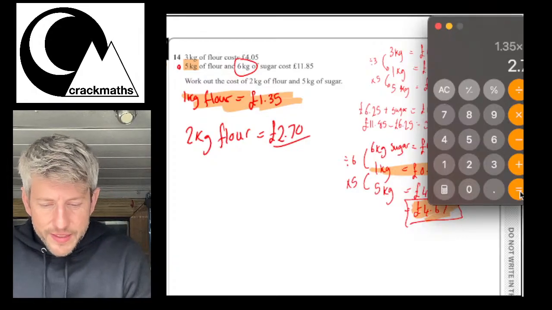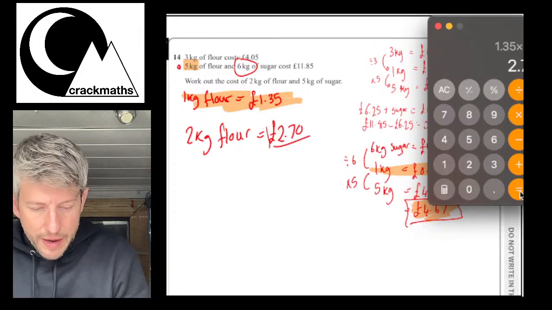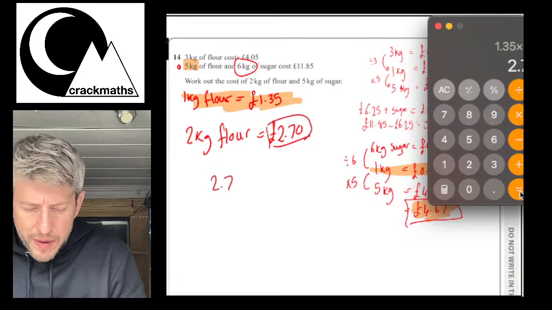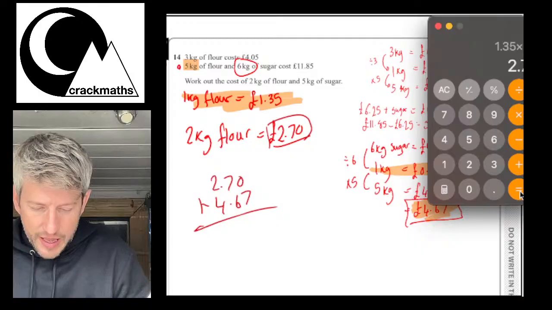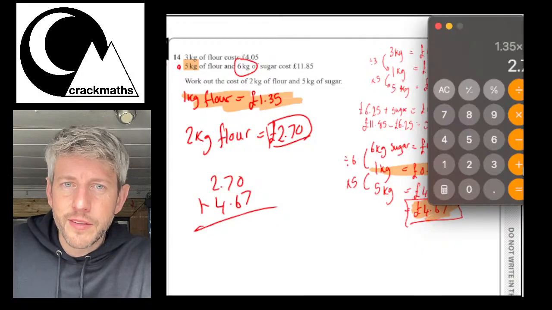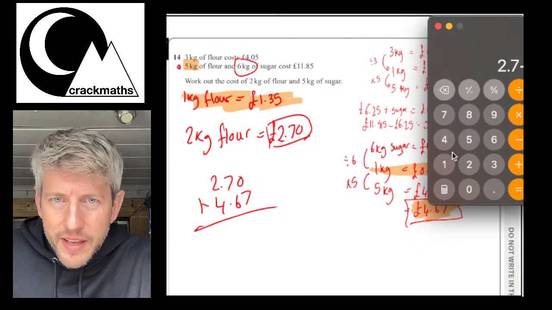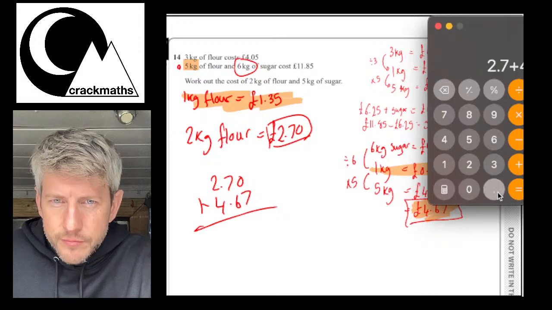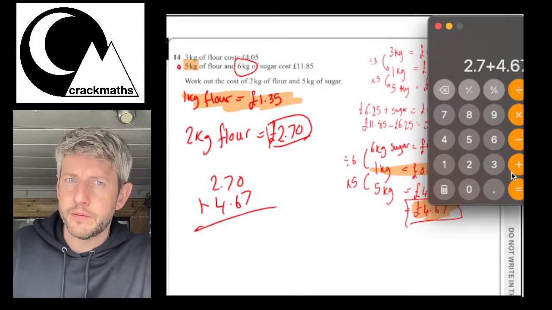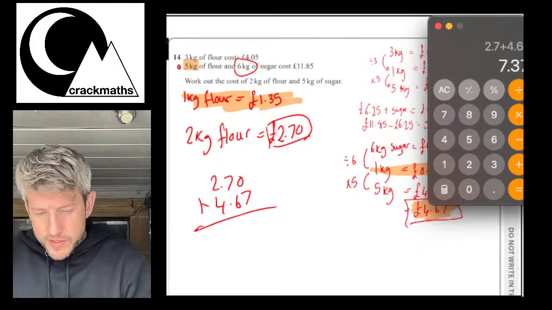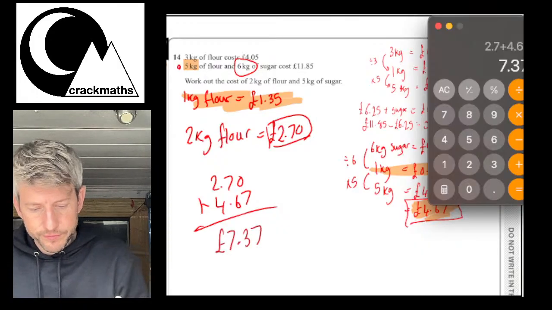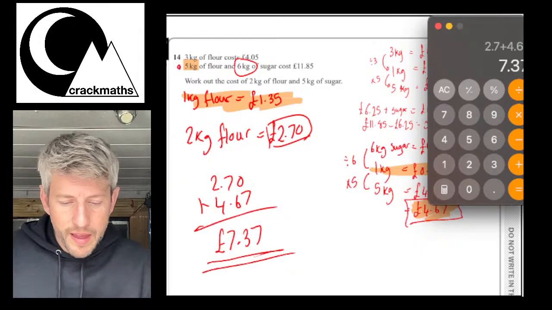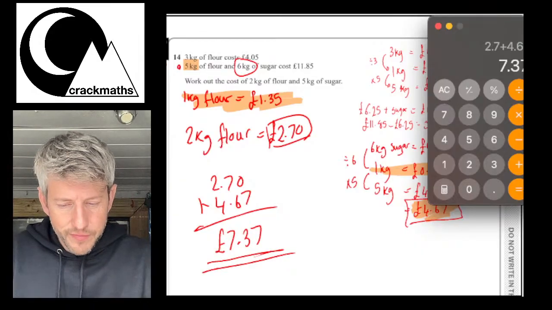And now I can add these two together. So the 2 kg of flour, the £2.70, add the £4.67, and this will give us, well, I was going to add it with the column method, but I might as well use the calculator. And here we go. So the total for this will be £7.37. Right, and that's the answer to that question.